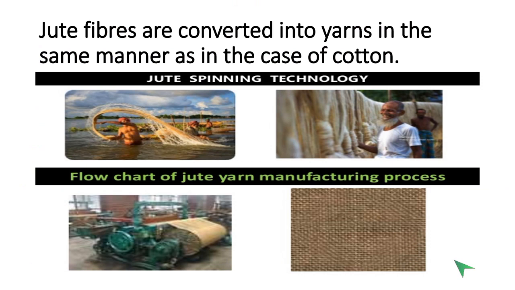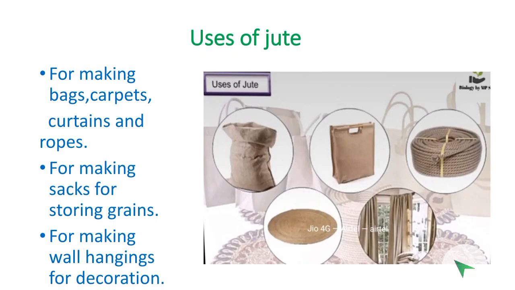Jute fibers are converted into yarns in the same manner as in the case of cotton. Now let's see the uses of jute. Jute is used for making bags, carpets, curtains and ropes. It is also used for making sacks for storing grains. And it is used for making wall hangings for decoration.